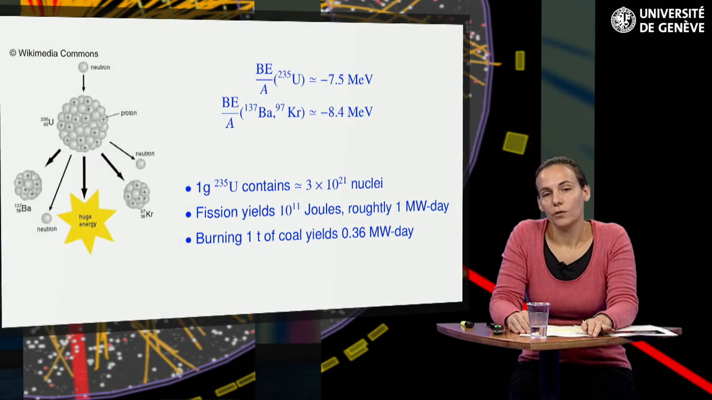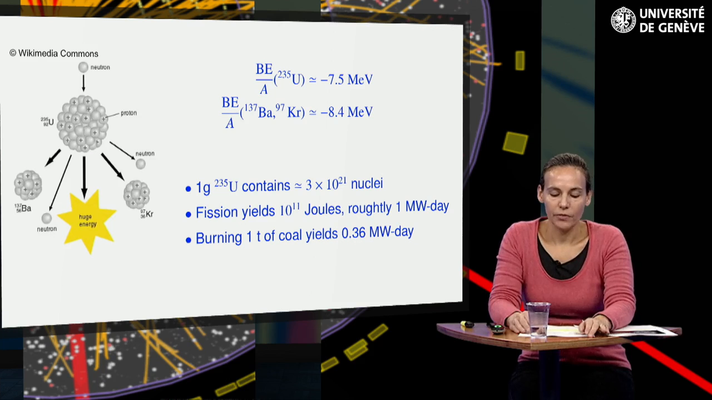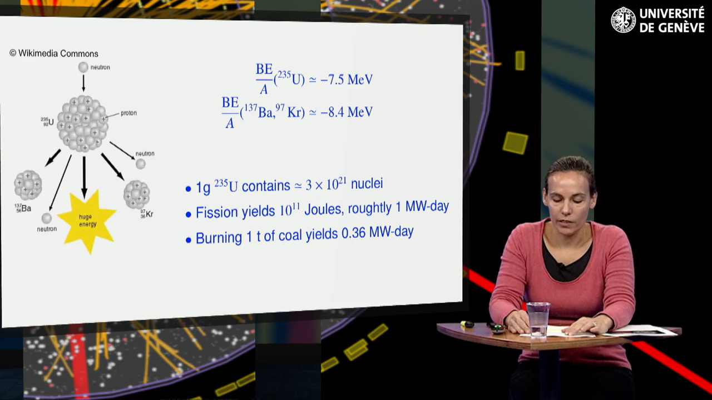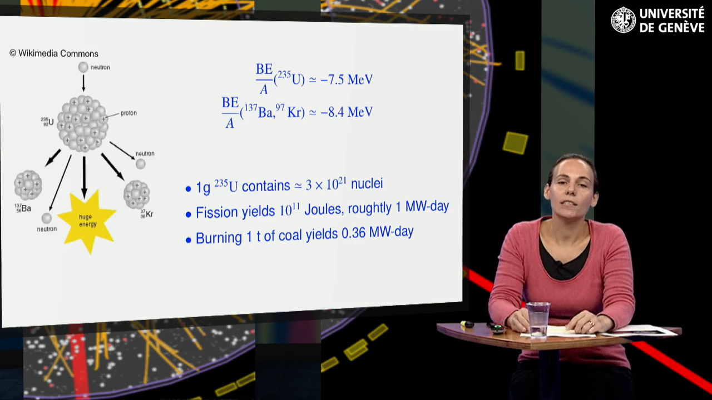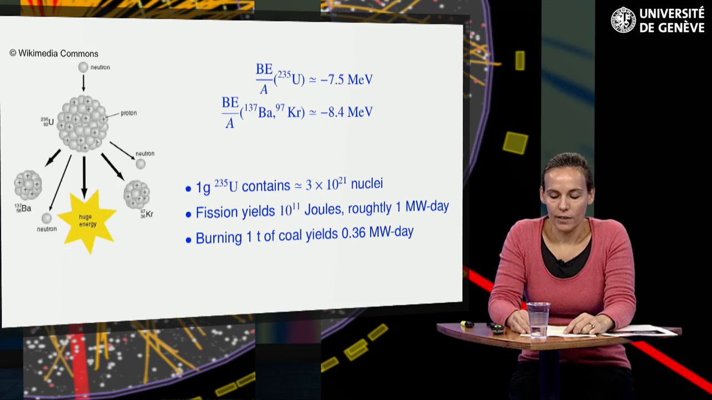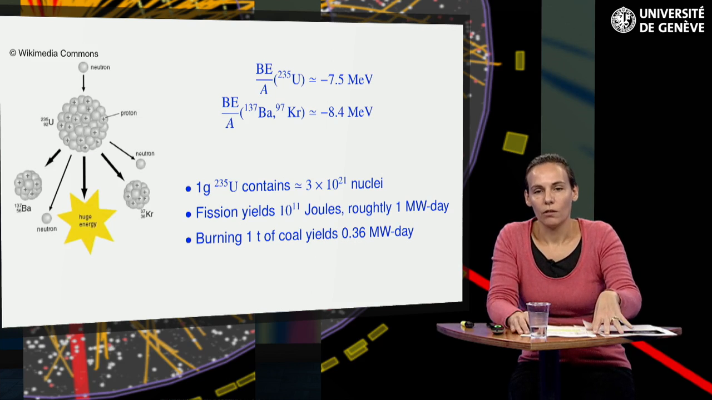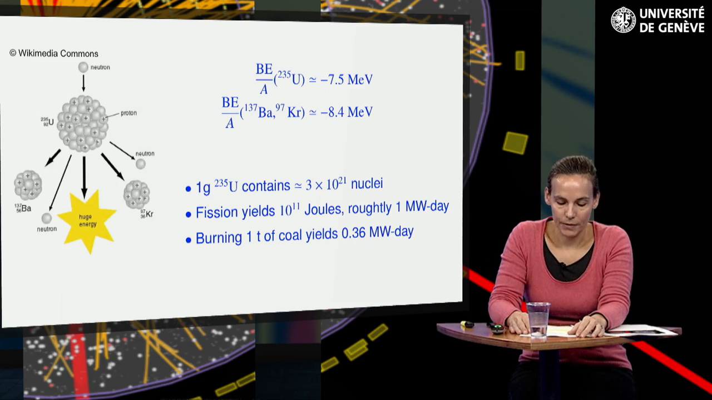1 gram of uranium-235 contains about 3 times 10 to the 21 nuclei. The complete fission of all of these nuclei would release the impressive energy of 10 to the 11 joules, about 1 megawatt a day, if we ignore all the efficiency involved.